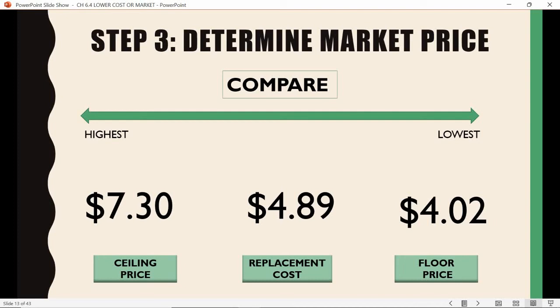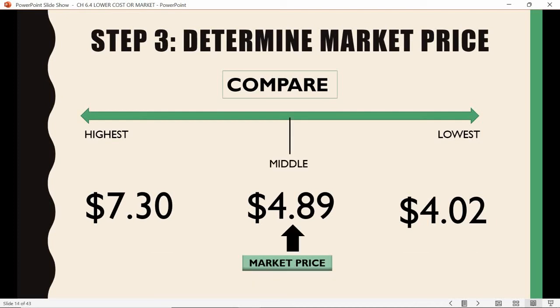So obviously the highest is $7.30, which is my ceiling. My $4.89, which is my replacement cost, is in the middle. And the lowest value that I have here is my floor price of $4.02. Now in this case, when I compare my 3 numbers, I'm going to select the one that's in the middle. Between the 3, which value is in the middle? And this is going to become your market price.